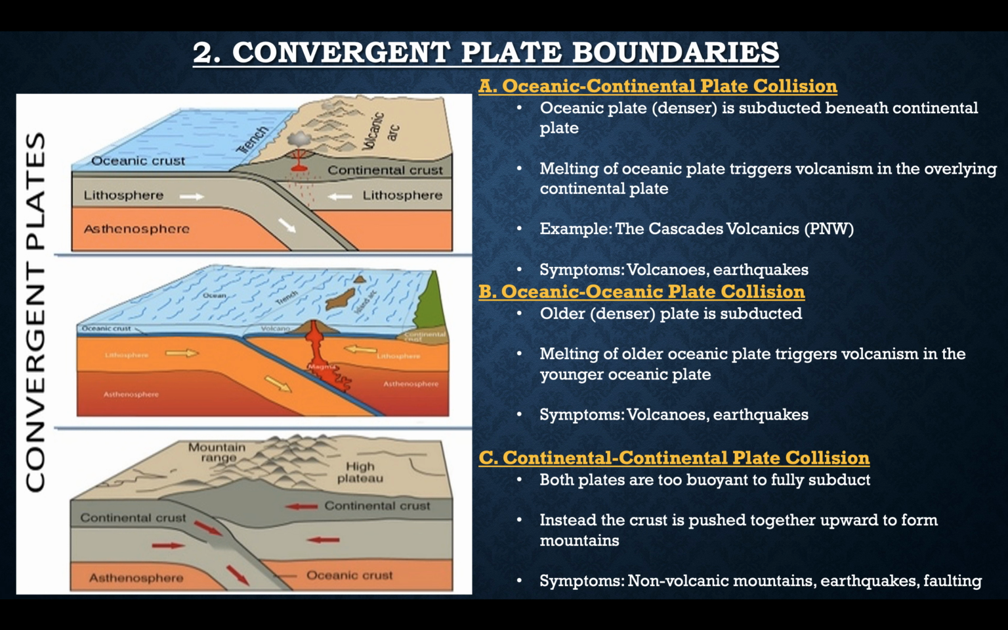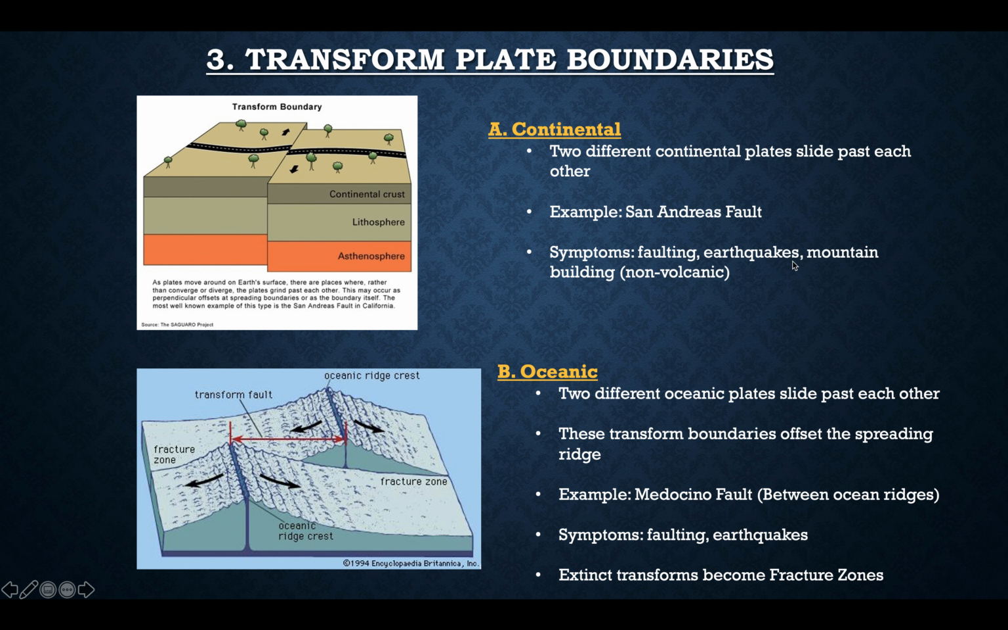And the Himalayas are still growing even today. India continues colliding with the rest of Asia, so the Himalayas are only getting taller. So for symptoms, definitely earthquakes and faulting, but there's no volcanoes. Right? There's no volcanoes in the Himalayas. It's non-volcanic because nothing is being pushed down into the mantle. There's no subduction occurring. And then the third type of plate boundary is transform.